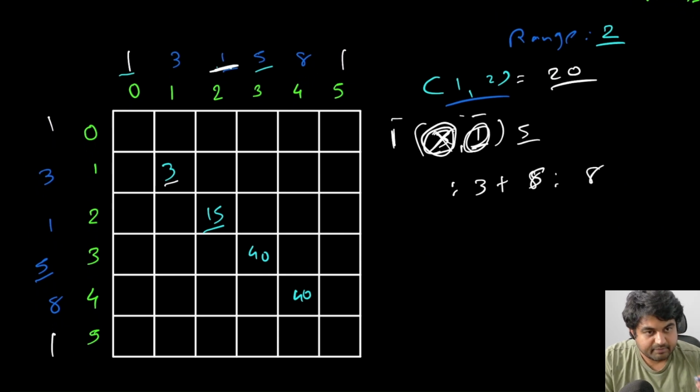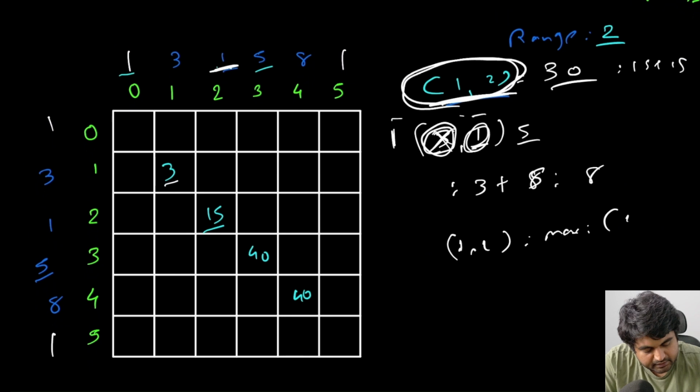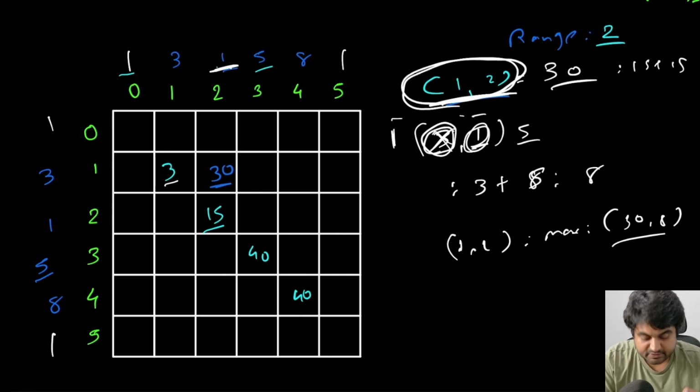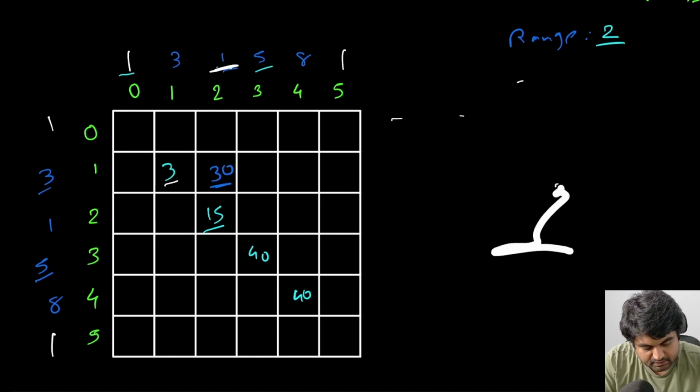So in this case, the higher value is going to be the maximum value that we can generate. This value was supposed to be 30, not 20, because remember we did 15 plus 15. So now the maximum coins that we can generate in range 1 to 2 would be the maximum between 30 and 8, and we know that maximum value is going to be 30, so we will just mark 30 over here. This defines the maximum number of coins we can generate for this particular range.